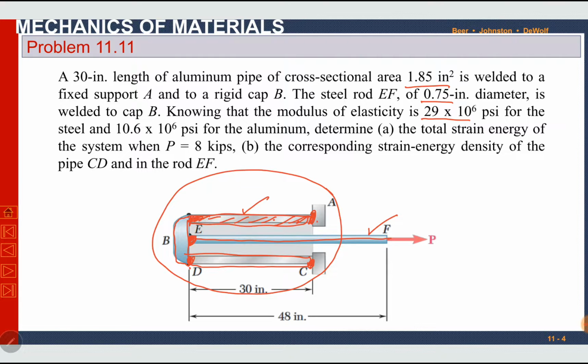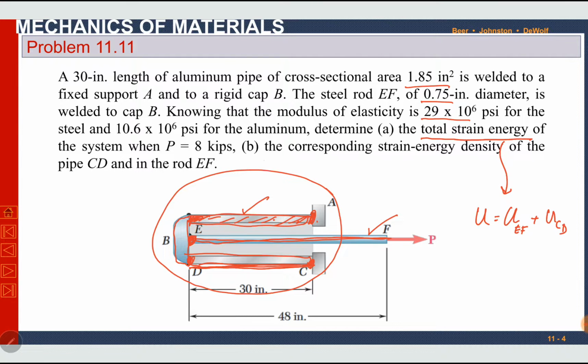In part A, we are asked to determine the total strain energy of the system when P is equal to 8 kilopounds. Total strain energy, U is required, capital U, strain energy. So, total strain energy will be sum of the strain energy of this rod EF plus this pipe CD or AE. You can call it CD or AE. This is part 1, part A.